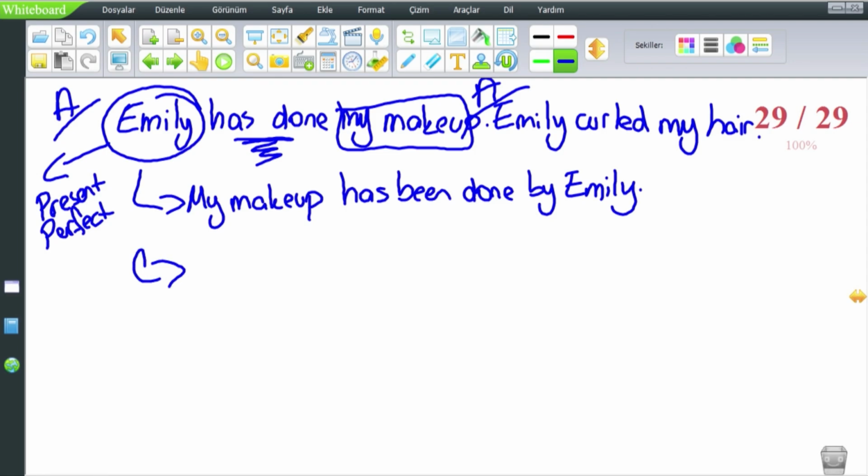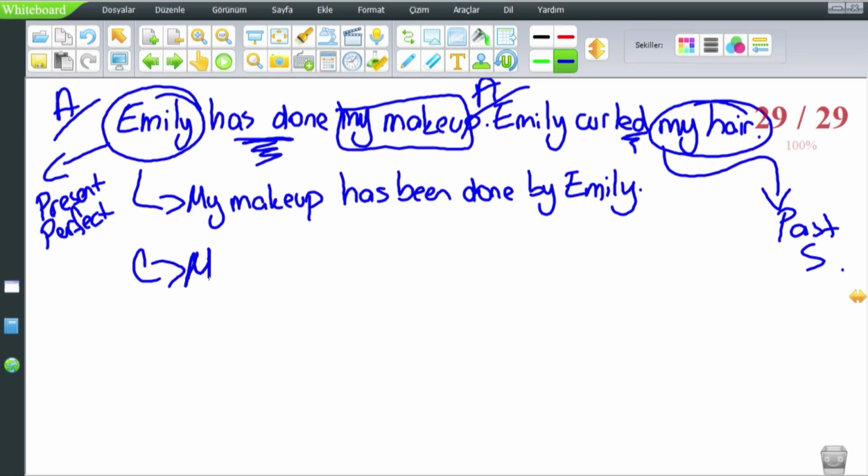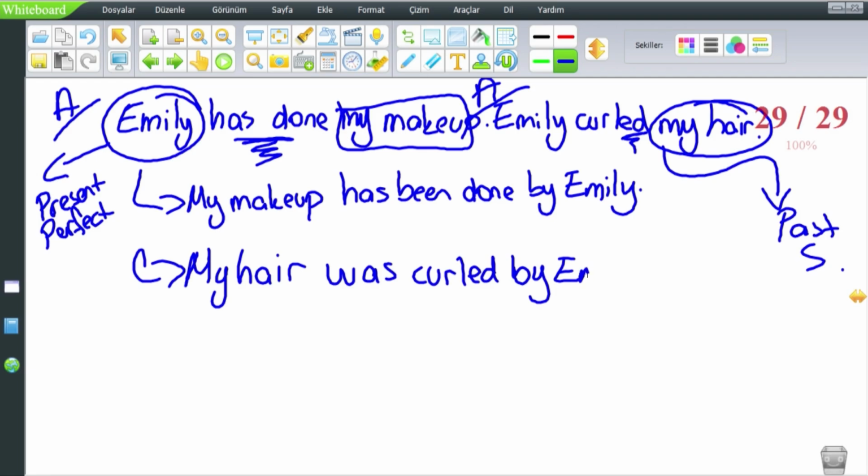Looking at the second one, this is past simple. My tense here is past simple. I saw ed. And the object here is my hair. My hair was curled by Emily.